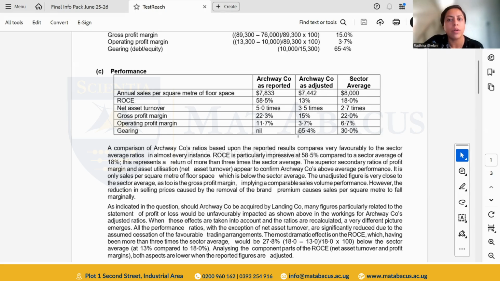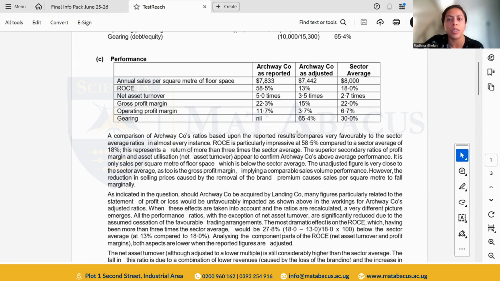Why has it fallen? If you remember in part A, the adjustment we did, the sales fell because we were not able to use the license. There was a 5% fall in the sales. So that has led to a reduction in the selling. It led to the sales revenue reducing, which was because of the selling price. And that affected the annual sales per square meter of floor space.